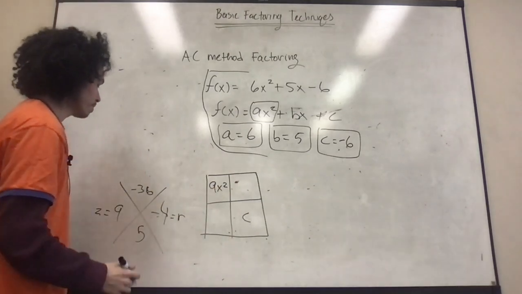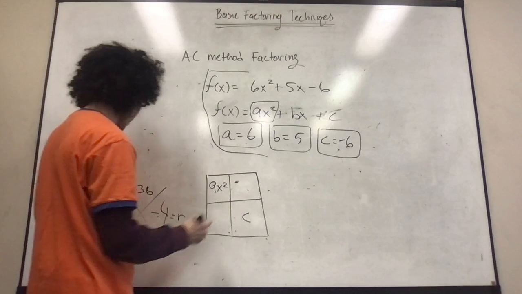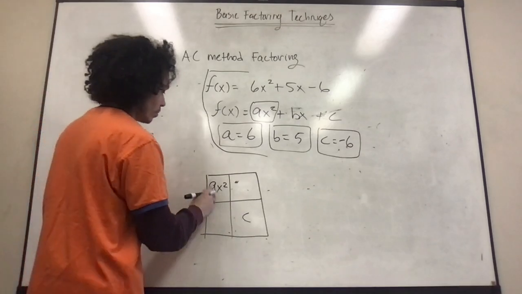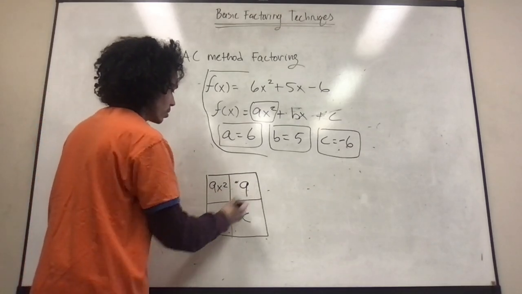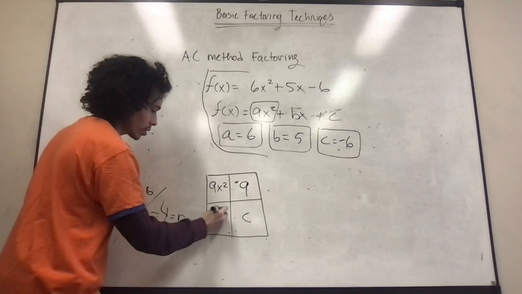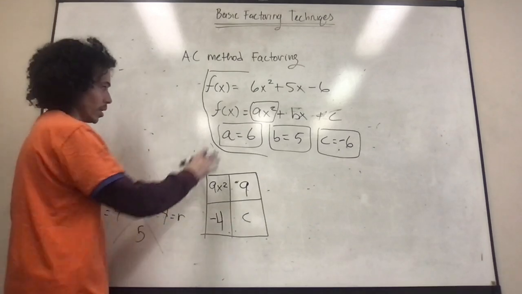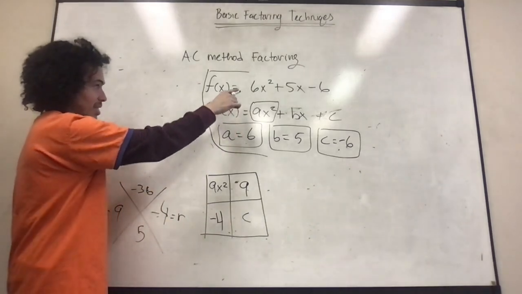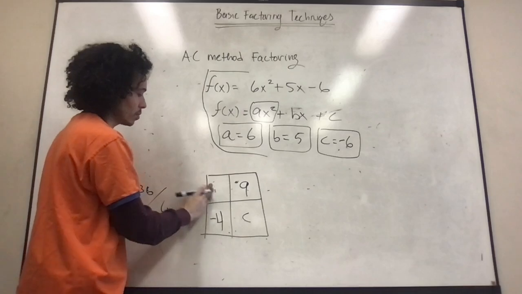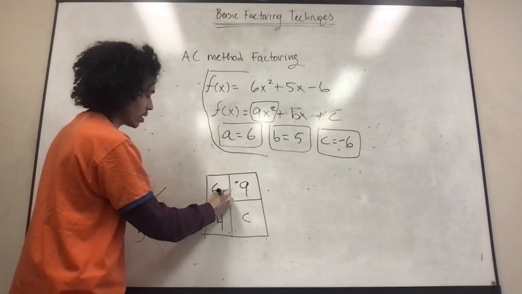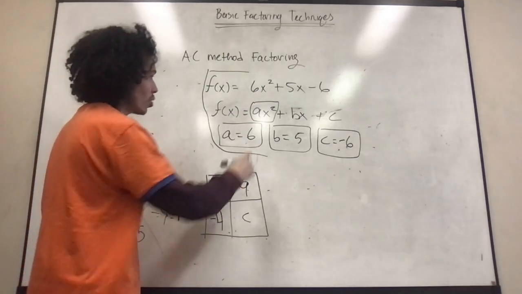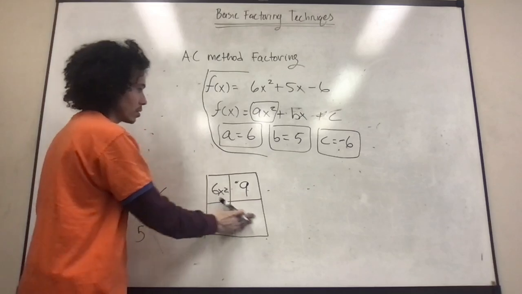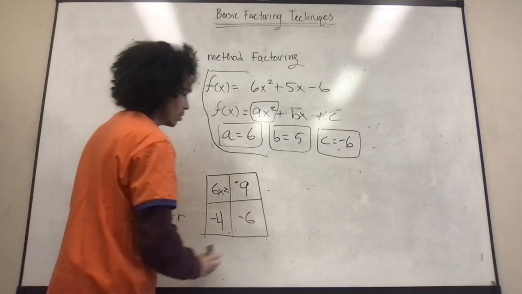I'm going to say I want my 9 to go here, and I want my -4 to go here. What is my ax squared term? It's 6x squared. Now what is my c term? It's -6.